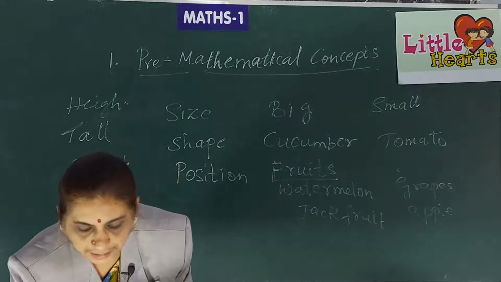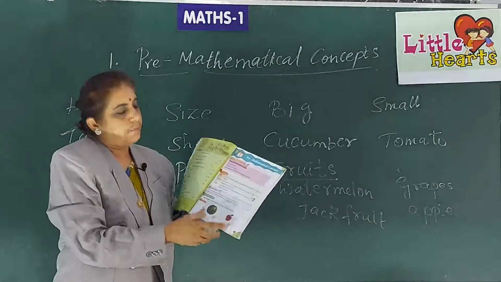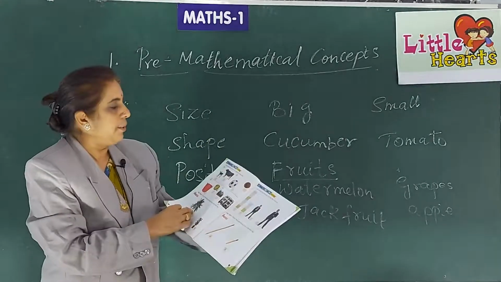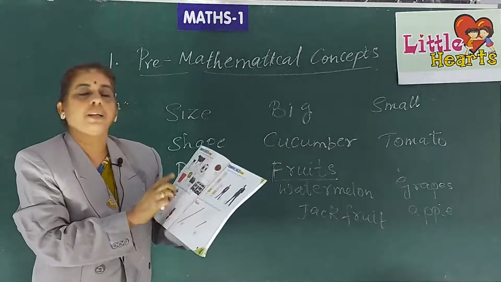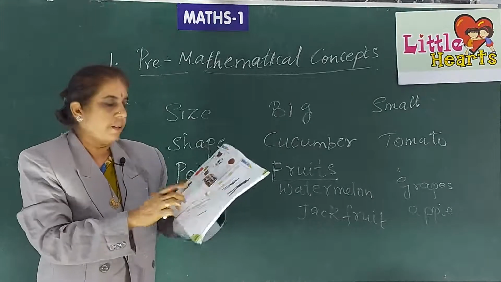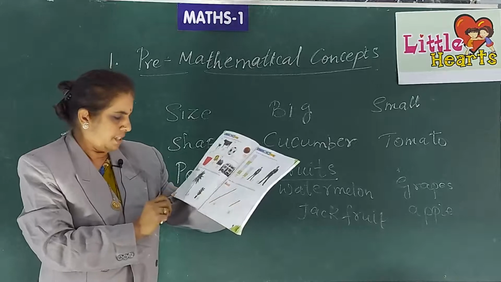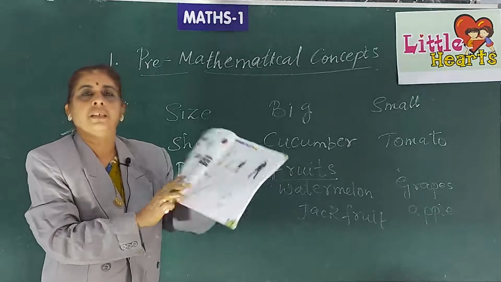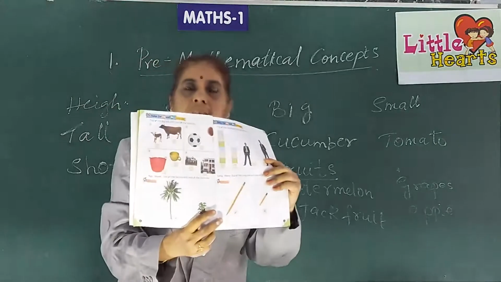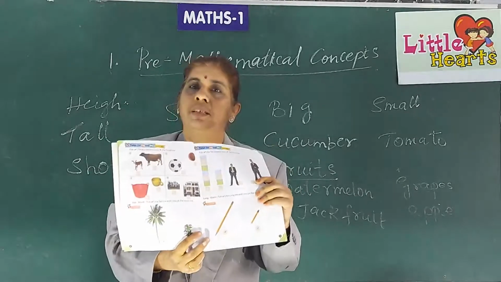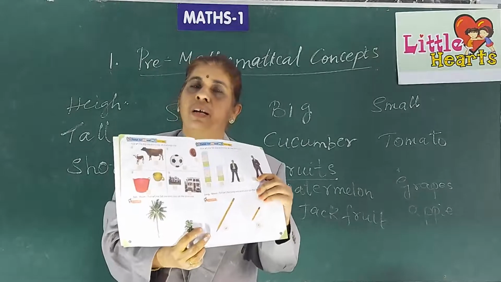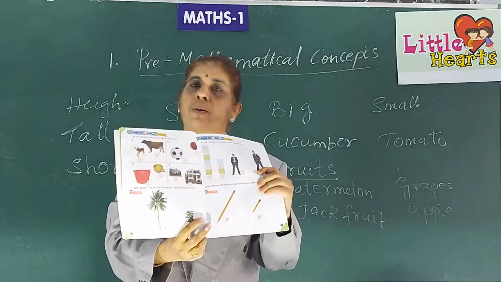Now, in the textbook, you find different types of things and you have to identify, tick the big one and cross the small one. You can find this exercise on page number 6. Identify the bigger object and put a tick mark over it and identify the small one and put a cross mark over it.